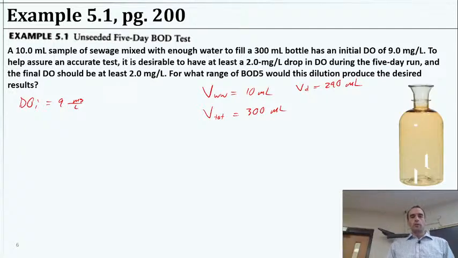Okay, so then the question says, for what range of BOD5 would this dilution produce the desired results? So we have some range of wastewater strength. You could say a minimum and a maximum wastewater strength. So take a couple of minutes and work on that.